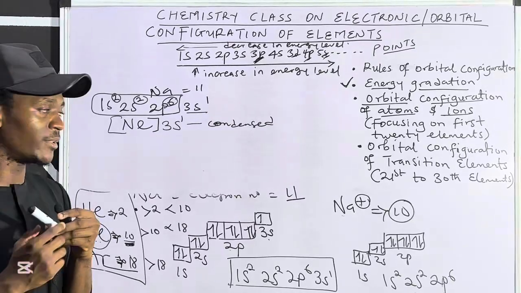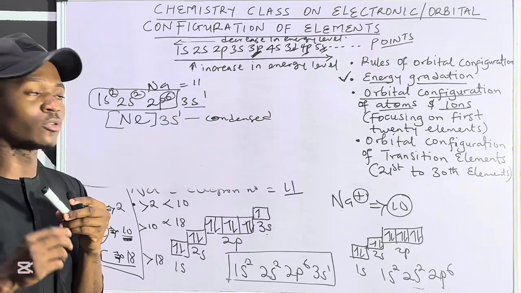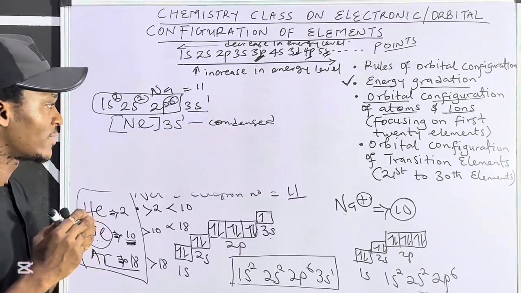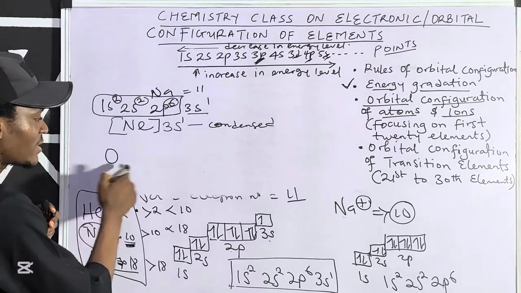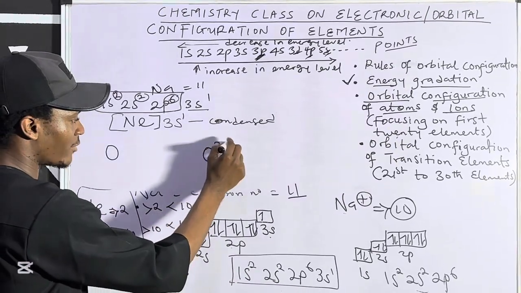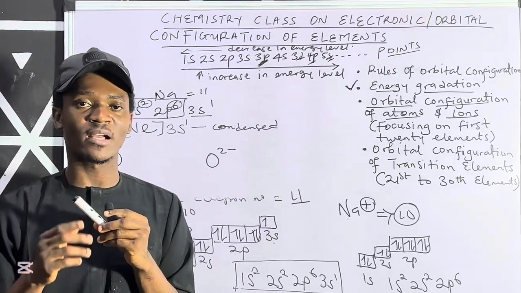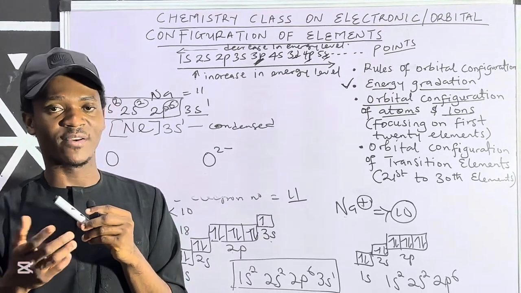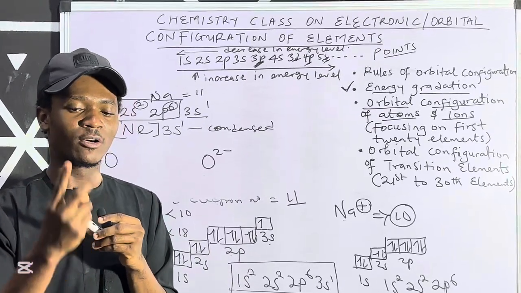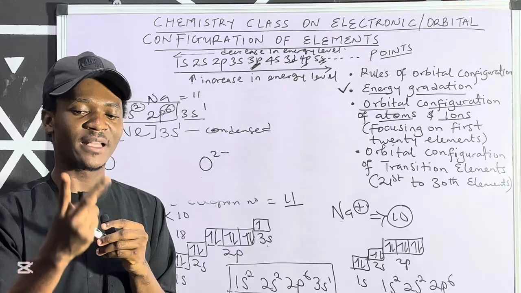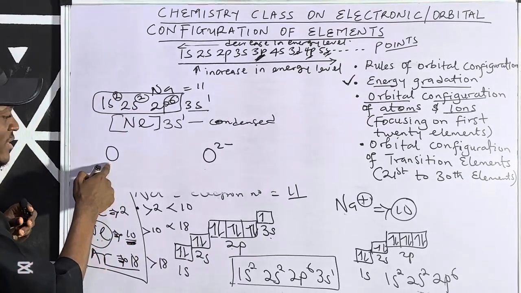Okay, let me still give another example before we look at the orbital configuration of transition elements. Now, let's take oxygen as a case study. Oxygen atom and oxygen ion. Now, if you are reciting your first 20 elements, what position can you find oxygen? I guess you can find it in the eighth position. Hydrogen, helium, lithium, beryllium, boron, carbon, nitrogen, oxygen, the eighth position. So it means the atomic number of oxygen here is 8.